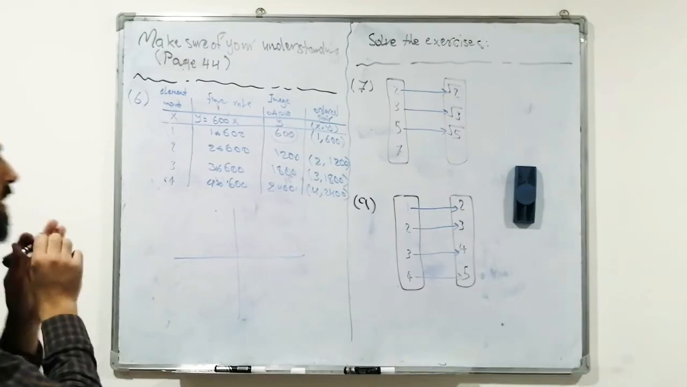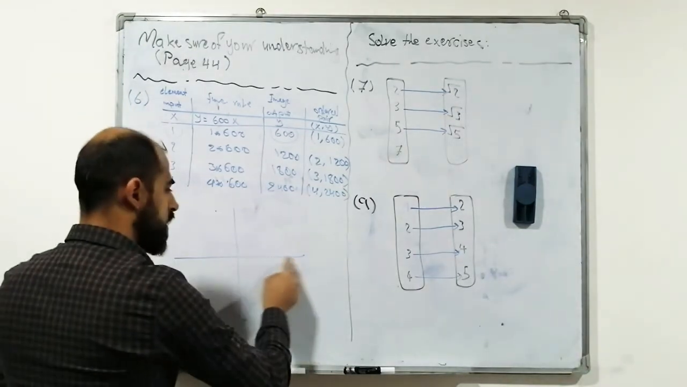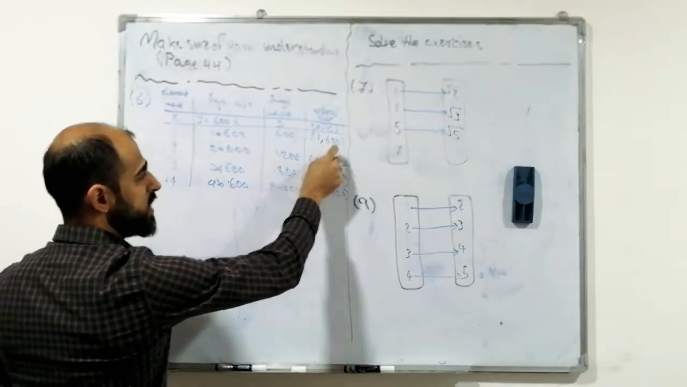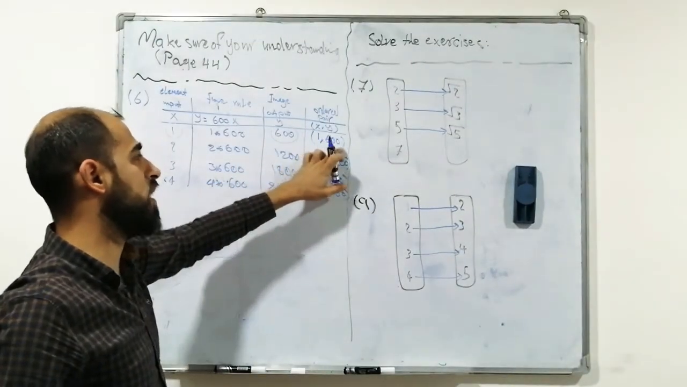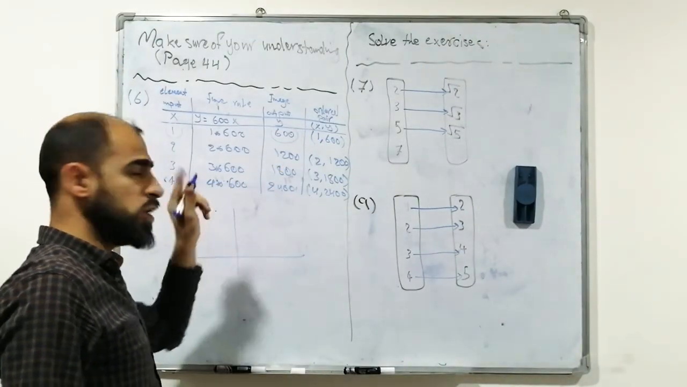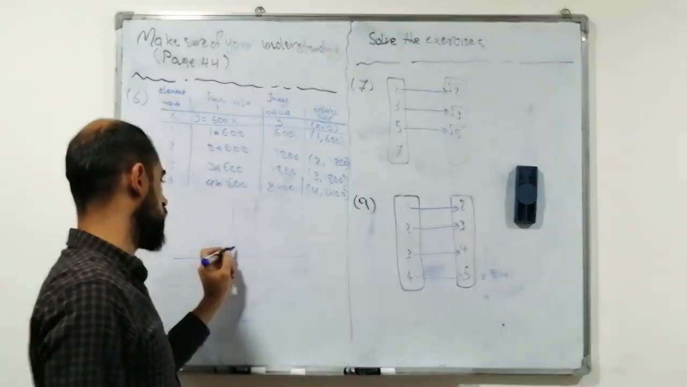Here we can make a coordinate plane with 600 units. So we will make each unit of the y value equal 200.